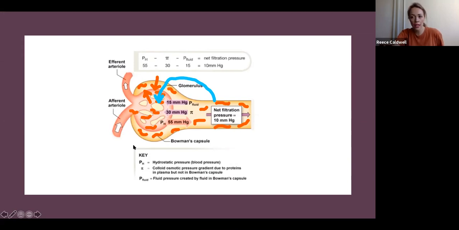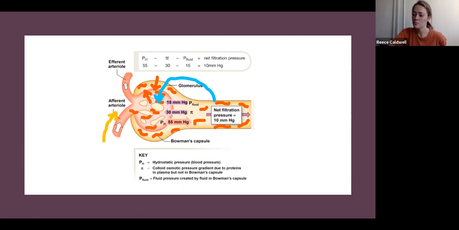Well, we have three mechanisms. We have hydrostatic pressure, we have osmotic pressure due to osmolarity, and we have fluid pressure created by the Bowman's capsule. So what we're going to see overall is that this hydrostatic pressure, aka blood pressure, is going to be the main driving force. It is the strongest and most potent driving force for filtration. But these other two act in opposition to that driving force. They actually serve as a resistant force, and we'll look at why.